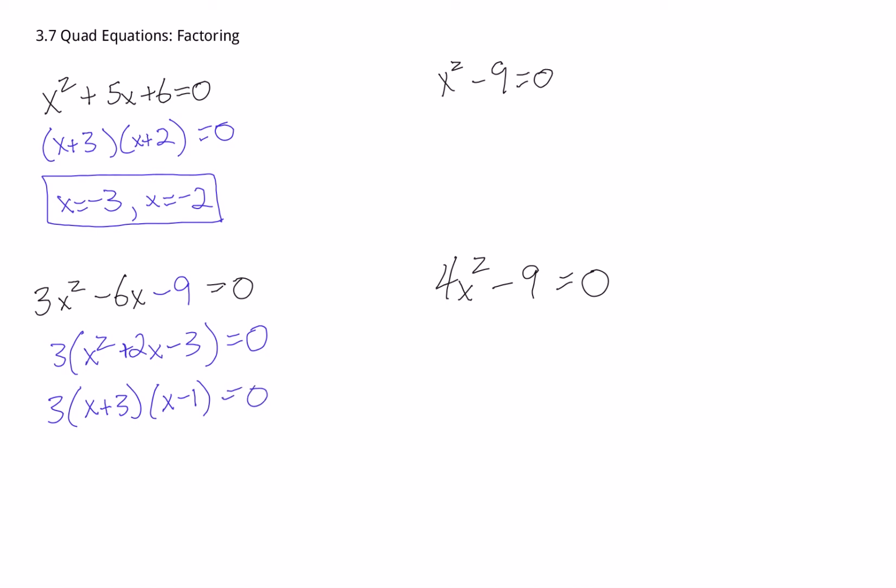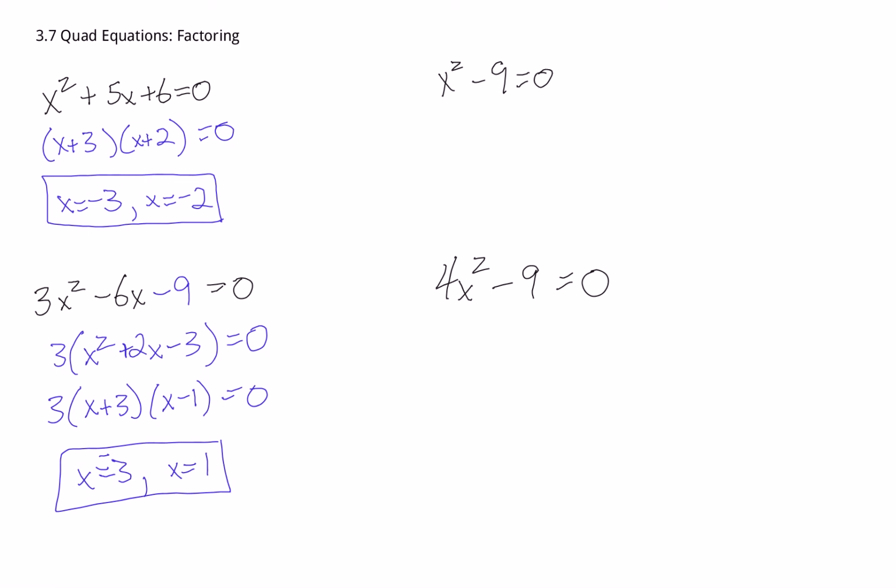Once you have it factored, your solutions are going to be the exact same thing. What will make each one of them equal to 0? The 3 out front does nothing, we just ignore that. So we'd have negative 3 for the first one and positive 1 for the second one. So there are our two solutions for that one.